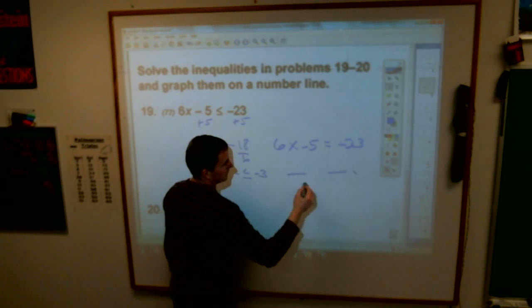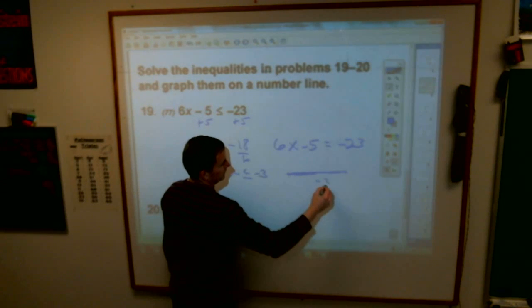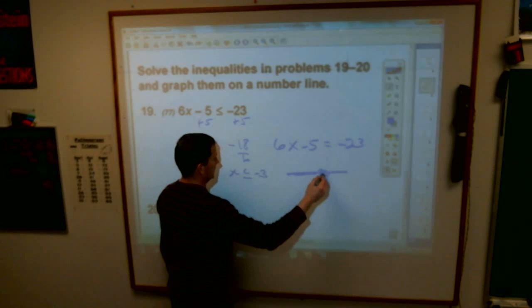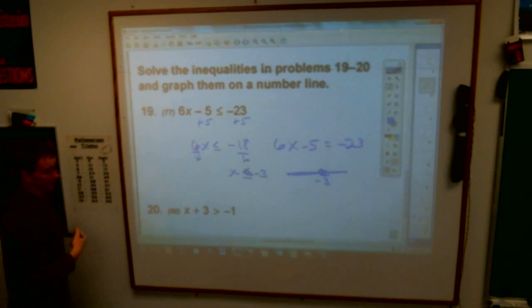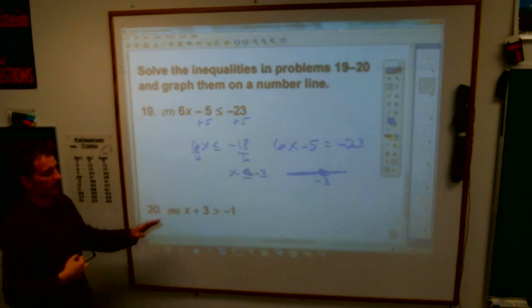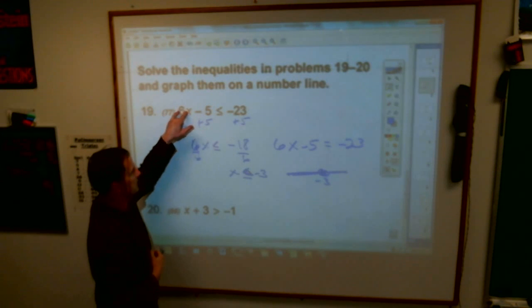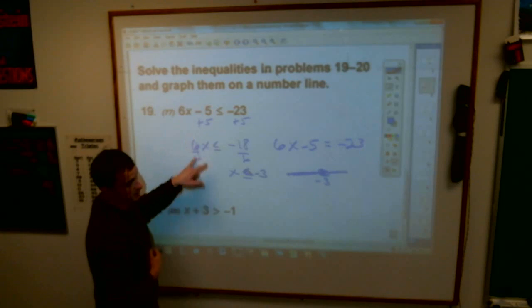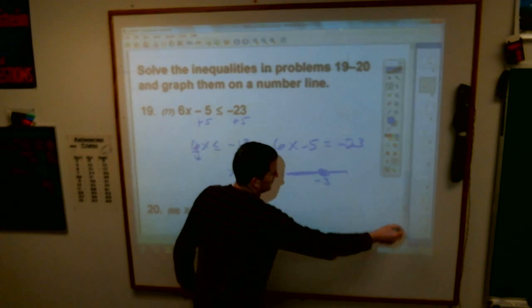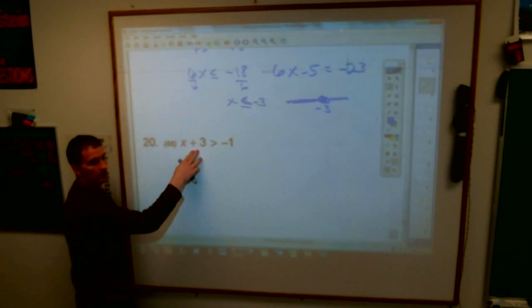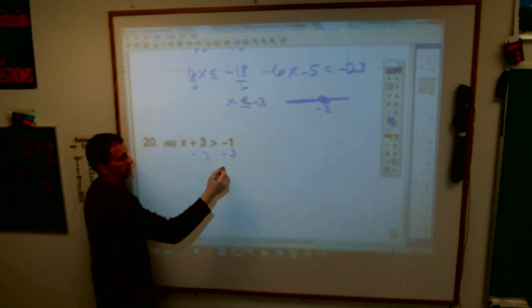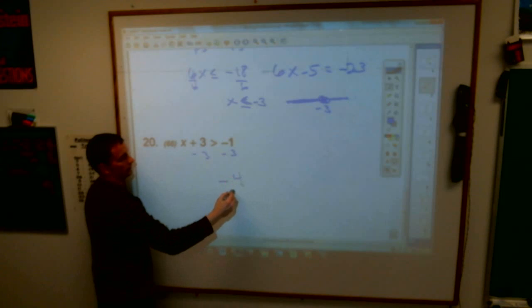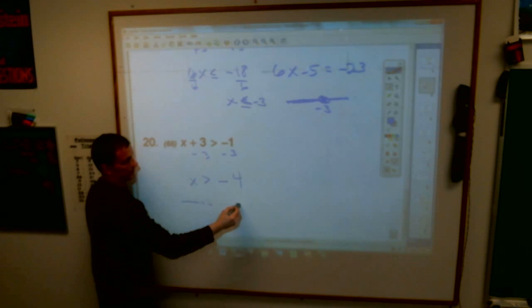Graphing it. At -3, it's a closed circle and it goes this way because the little arrow is left. Remember, the only time you have to worry about switching the arrows is if there is a negative variable, which it's not in either one of these. The same thing is true for this one, Caitlin. How do I get x by itself here? What's -1 minus 3? -4. And x is greater than -4.